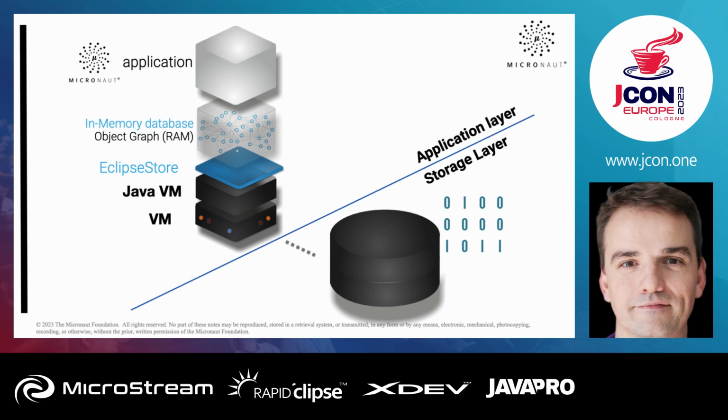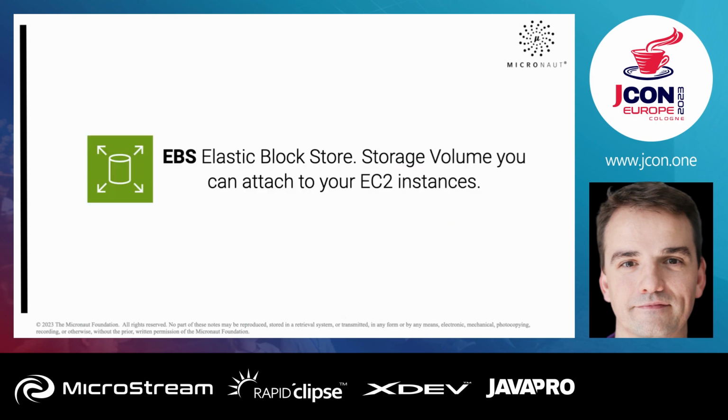So this is the architecture of a MicroStream application. Typically, you will have your Micronaut application there on the top. You will load your data in memory, and when you have to persist, Clipstore will basically save that to the storage layer. And here comes EBS. EBS is Elastic Block Store. I once heard a definition like this: it's like a hard drive in the cloud. The idea is that you can take an EC2 machine and attach a hard drive, and you can basically format the hard drive and mount it to the EC2 machine.